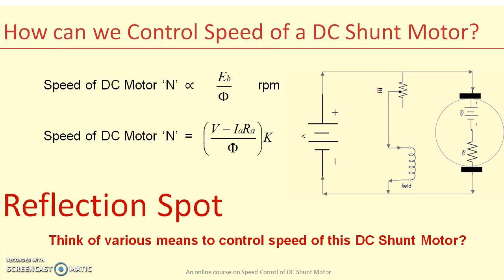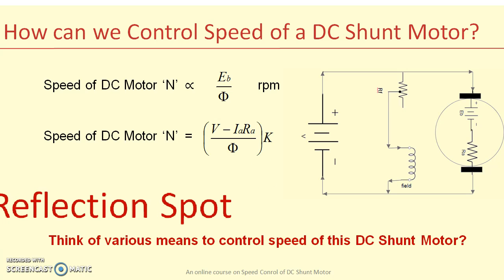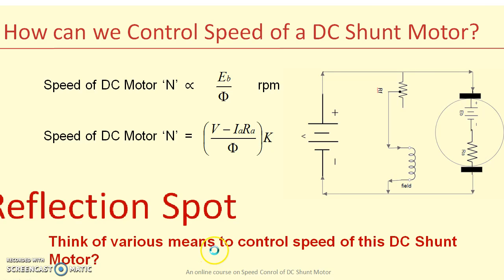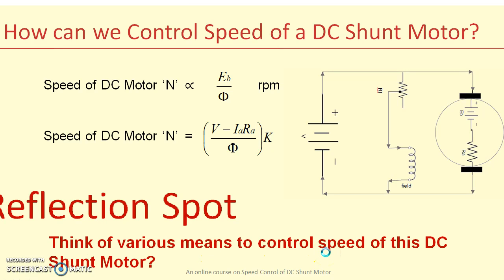Now, pause this video for a second. Think of various means to control the speed of this DC shunt motor and write it down in your course journal. Pause this video for a minute.